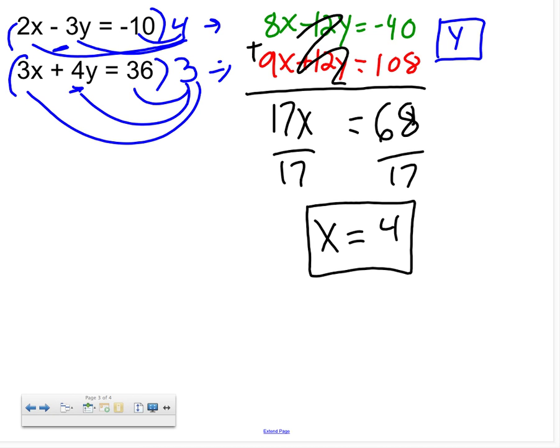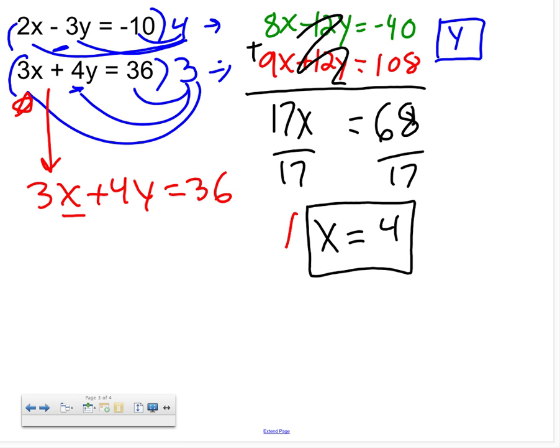In this case, I would choose the bottom equation, because even though it has bigger numbers, the top equation has a negative 3y, and I'd rather not deal with the negative. Even though it's a pretty easy negative to deal with, I'm going to choose this one because it has no negatives. So 3x plus 4y equals 36. But again, I don't need to say 3x anymore, because I know that x is 4. I solved for it over here. That's the whole reason why I did the elimination. So instead of saying 3 times x, I'm going to say 3 times 4 plus 4y equals 36.